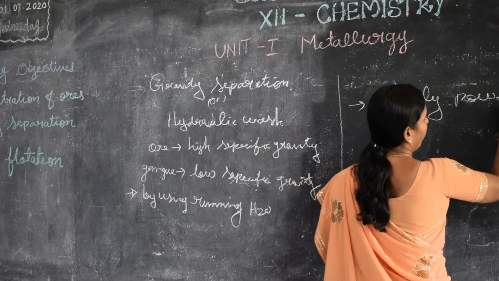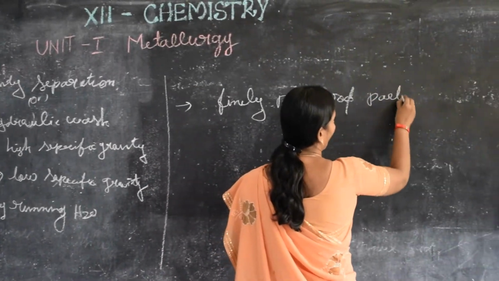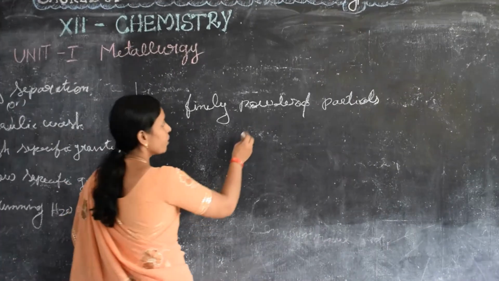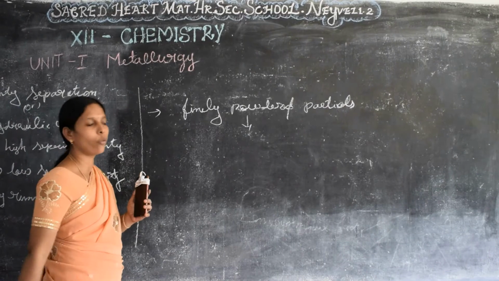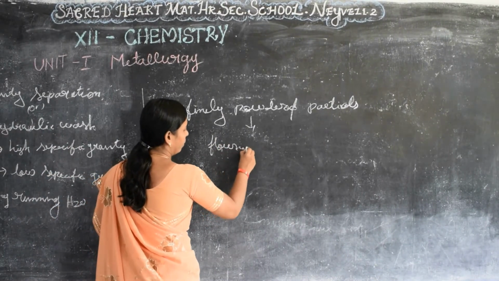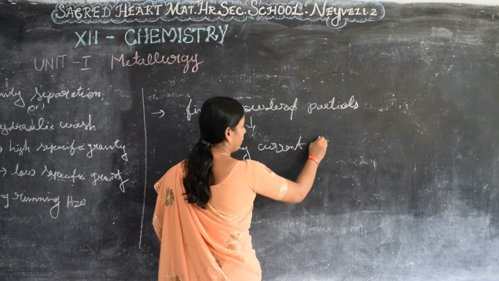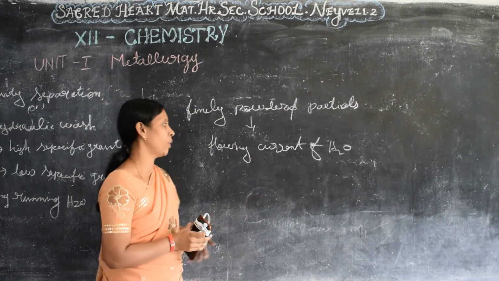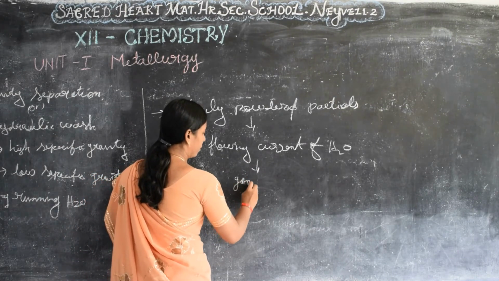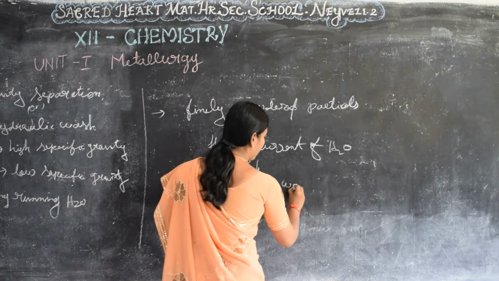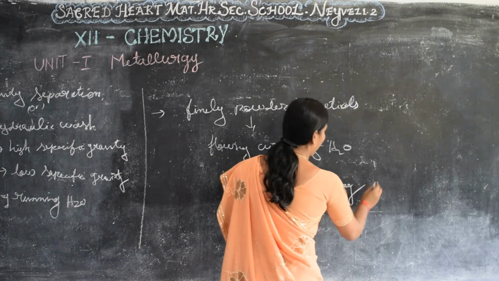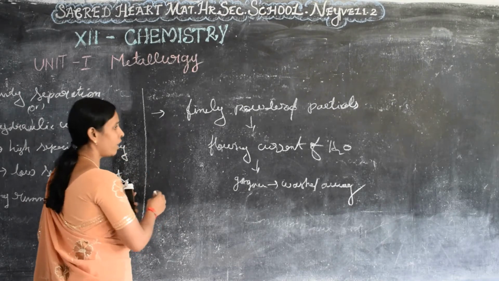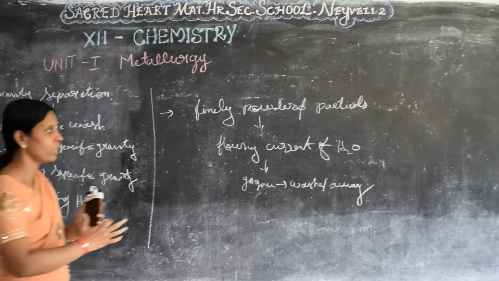The finely powdered particles are treated with a rapidly flowing current of water, that is, we apply them to fast-flowing water. The gangue particles are washed away by the running water. We get concentrated ore. This method is only applicable for the concentration of ore.